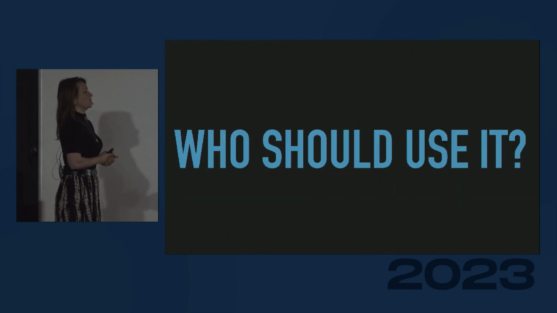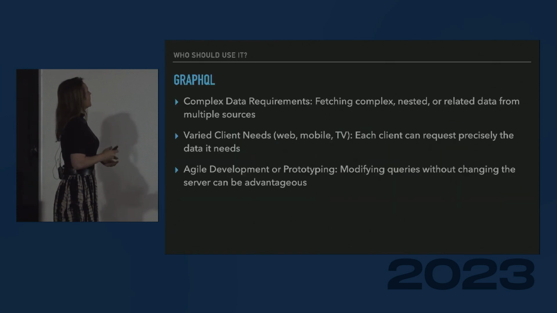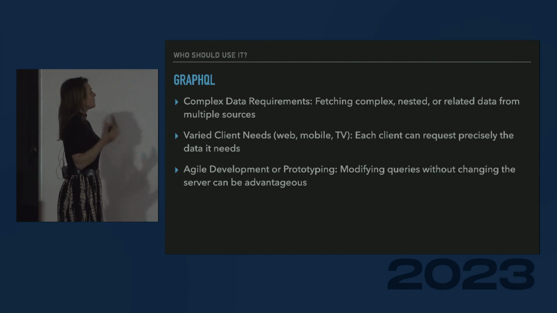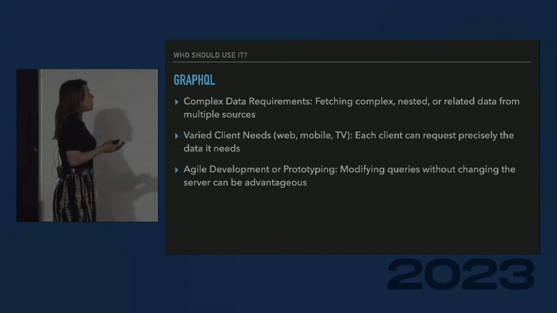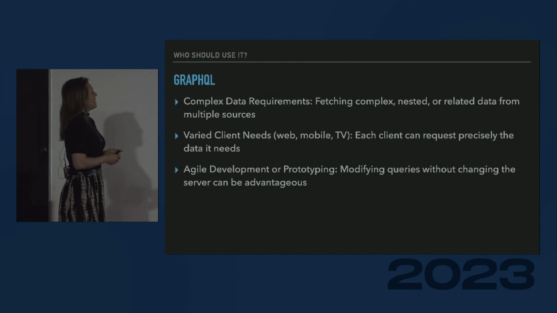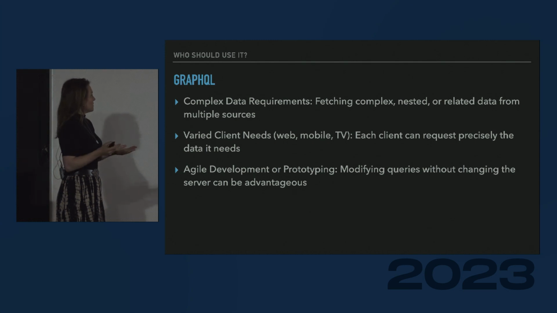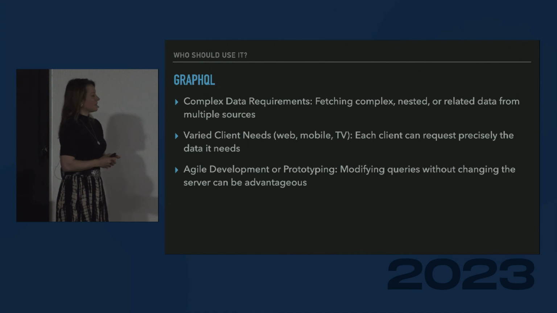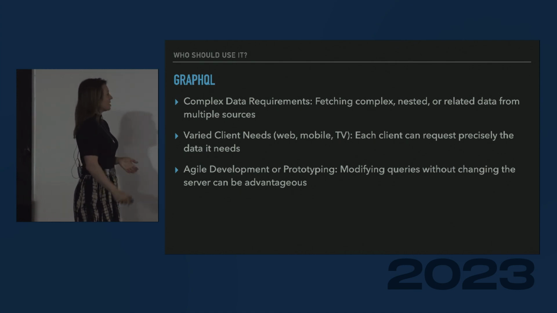So who should use it? I think GraphQL is a really, really good solution if you have very complex data requirements, if you're fetching from different services, and if you have nested or related data. It is also helpful if you have very different client needs, like web, mobile, TV, and they can then only request the data that they need, or if you have it available to other people. Or if you're doing a lot of agile development or prototyping, that way you don't constantly need to adjust your servers if you change something.